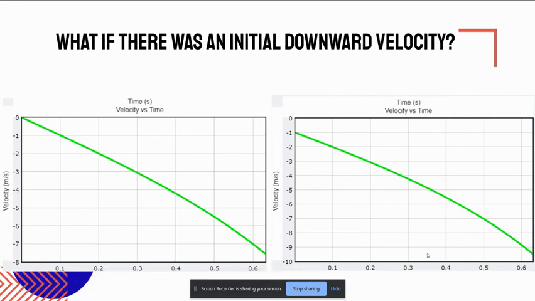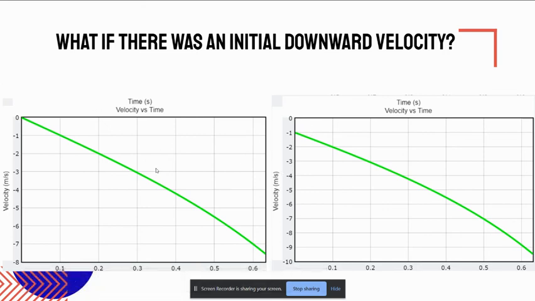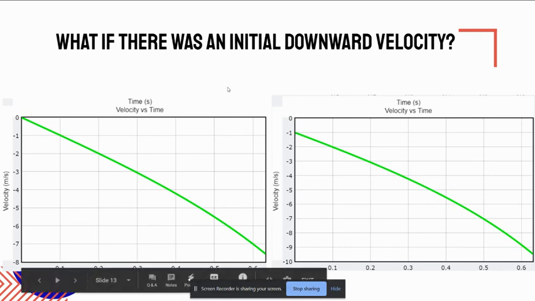Now, what if there was an initial downward velocity? Well, this doesn't change terminal velocity at all because we know that the terminal velocity is dependent upon mass. Therefore, including a different initial velocity value does not change the magnitude of an object's terminal velocity. So the only difference we can see here is the initial velocity, in which I use an initial velocity of -1 in the y direction. But the slope is similar, therefore terminal velocity is achieved in both.